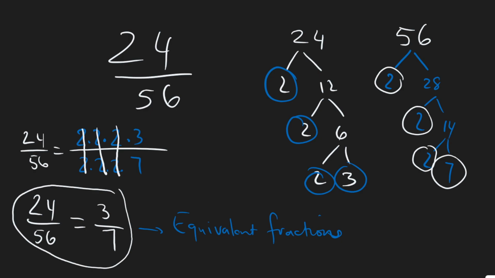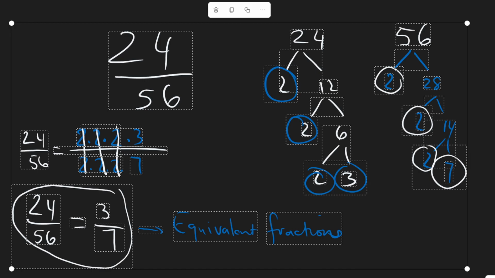And let's use the second method to simplify fractions. The first one was using prime factorization. The second method is using GCF. We used prime factorization to simplify fractions, and now we're going to be using the GCF to simplify fractions. So now let's talk about the GCF.